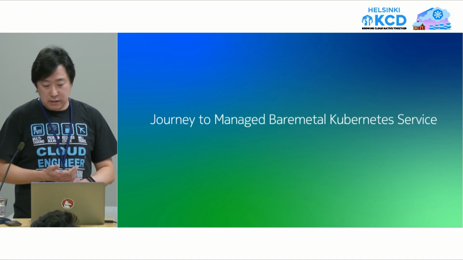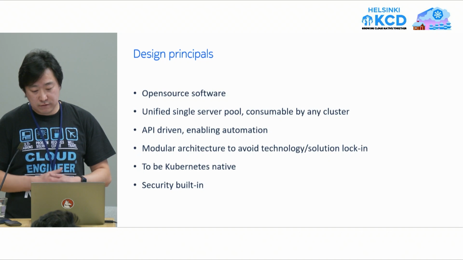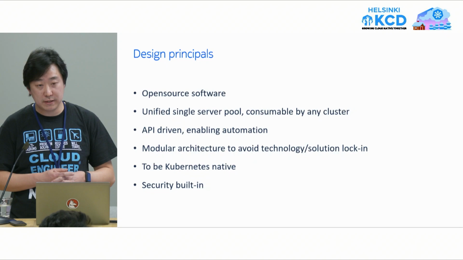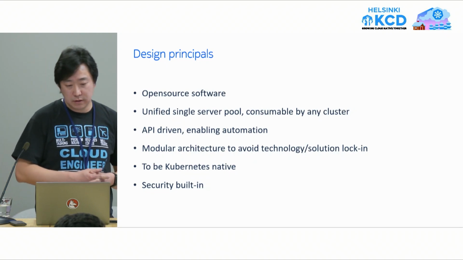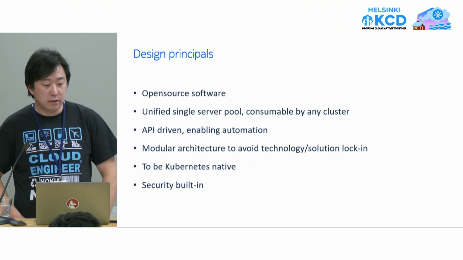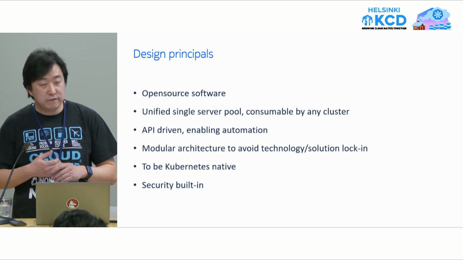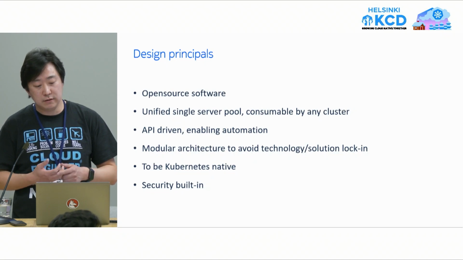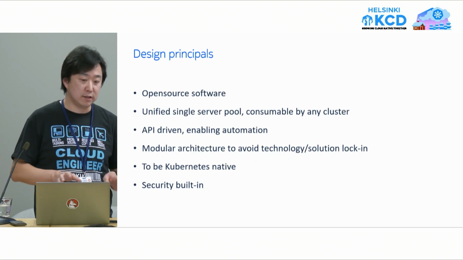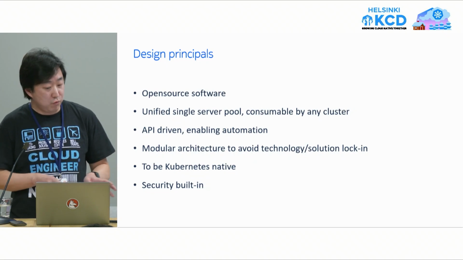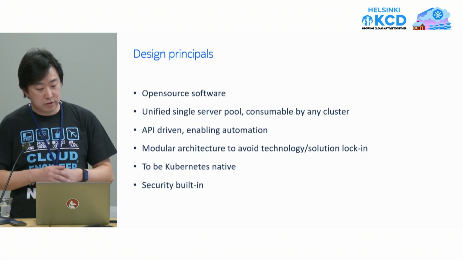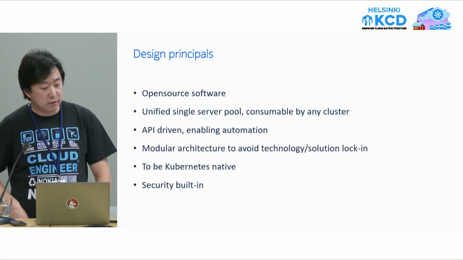So we started from scratch to design this new bare metal based Kubernetes service. We set some design principles. We want to use fully open source software. And we try to make a unified single server pool per data center. The servers can be consumed by any cluster from any rack. We want to break the rack boundary, which was the limiting factor for forming clusters. There will be more detail on that in coming slides.